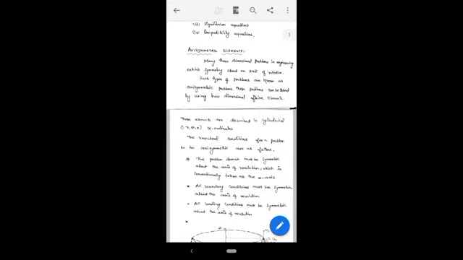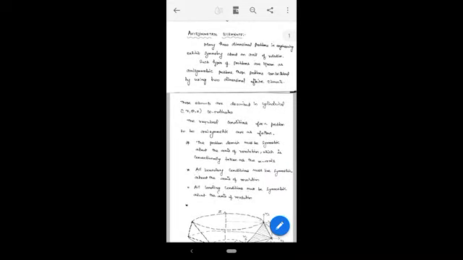In this unit we are discussing the axisymmetric element. What is an axisymmetric element? Many three-dimensional problems in engineering are symmetric about one axis of rotation. An element that is rotated about the symmetry axis is called an axisymmetric element. Such types of problems are known as axisymmetric problems.